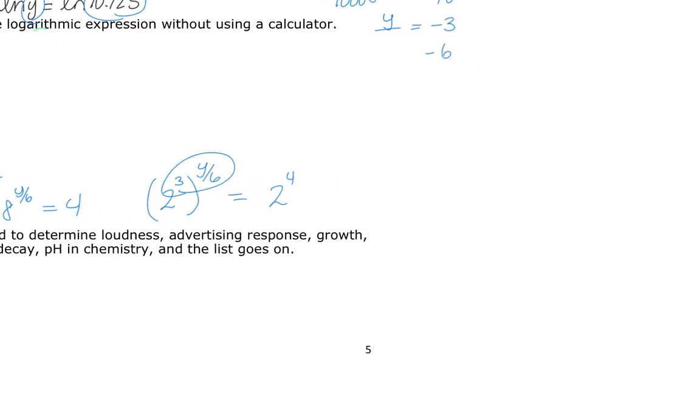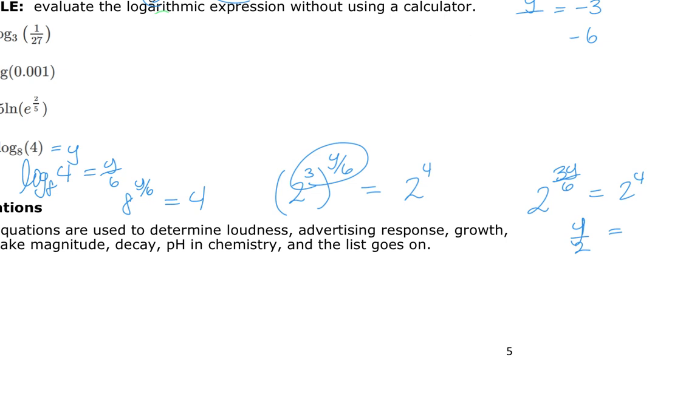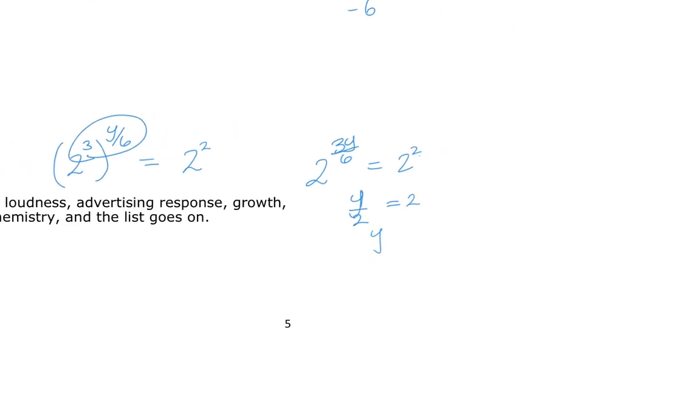Now I'm going to do the power to power rule, in other words, multiply those two, and I get 2 to the 3y over 6 is equal to 2 to the 4. But 3y over 6 is 1/2, y times 1/2, or y over 2, which is equal to 2, because 4 is 2 squared. So y over 2 is equal to 2, so y is equal to 4 by multiplying both sides by 2.